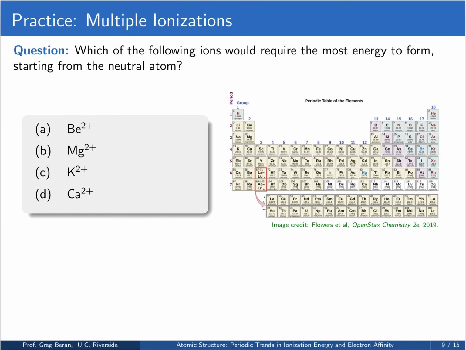Let's try a practice problem. Which of the following ions would you expect to require the most energy to form starting from the neutral atom? Beryllium 2+, magnesium 2+, potassium 2+, or calcium 2+? Attempt the solution and resume the video when ready.